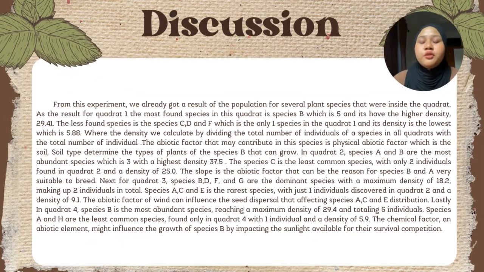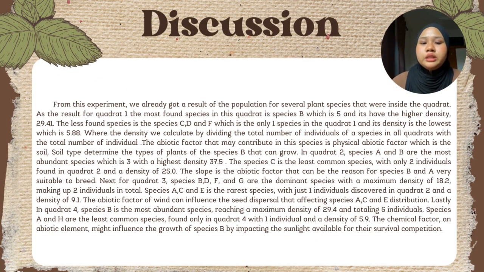Now, for the discussion. From this experiment, we got a result of the population for several plant species that were inside the quadrat. As the result for quadrat 1, the most found species in this quadrat is species B, which is 5, and it has a higher density, which is 29.41. The least found species are species C, D, and F, with only one individual in the quadrat, and its density is lowest, which is 5.88.